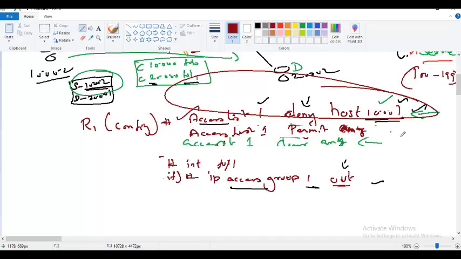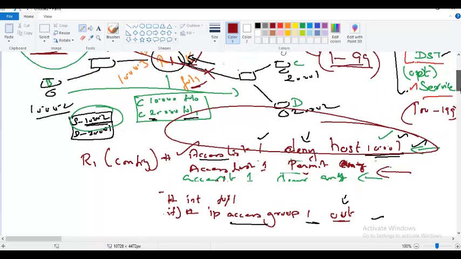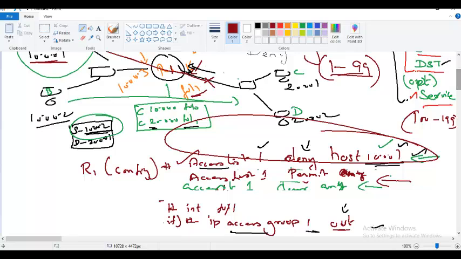You need to remember this. Don't simply leave after denying. You have to say what action to be taken for others that you did not match. For all others which I did not match, permit. You have to say this because there is implicit deny at the bottom.